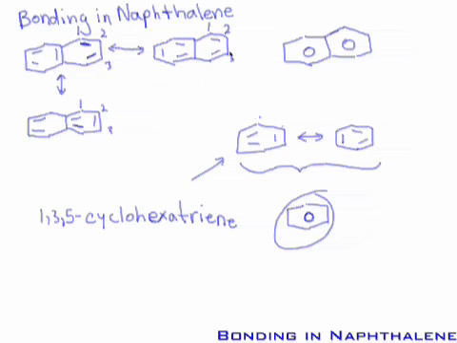Now look at position 2 and 3. Okay, so position 1, 2, if I say C1 to C2, 67% alkene-like.